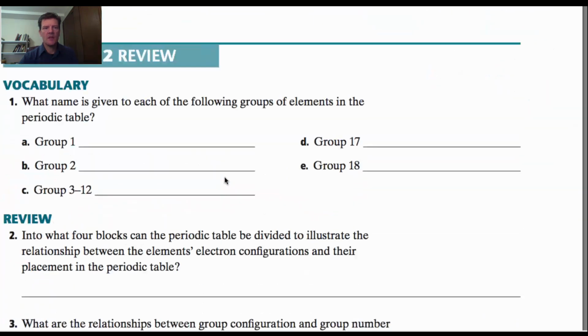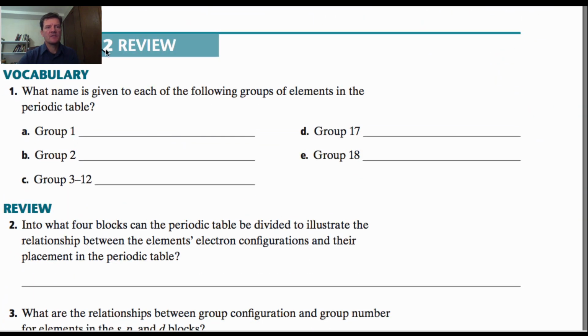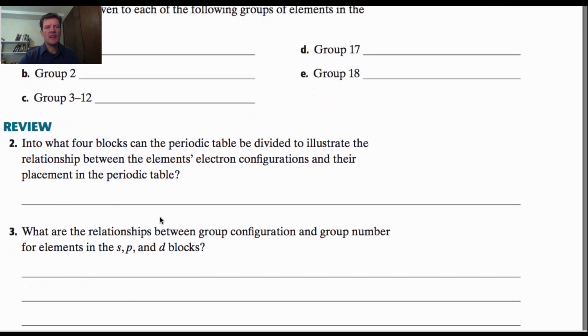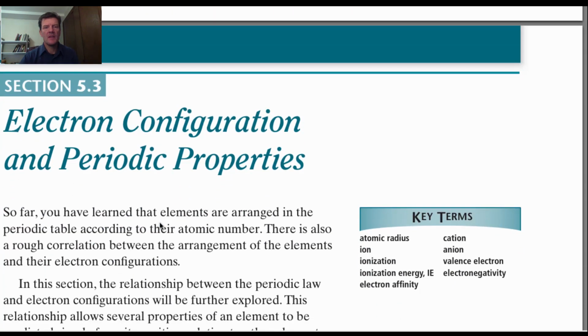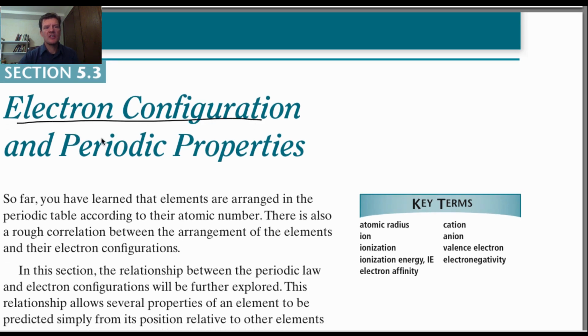So that takes care of section 5.2. You don't have to answer these questions. We're going to go on to 5.3, and then you'll answer the review questions at the end of the chapter. All right. So let's continue to talk a little bit about the electron configuration and the periodic properties.